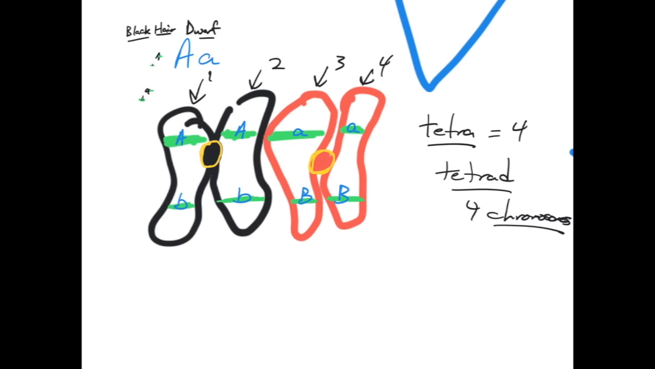And so what are the chances that your child is going to be a dwarf? 50-50, because it's either going to get this big B or it's going to get this big B. You have four sperm or four eggs, and two of them could end up in a child being a dwarf. So now you have a 50-50 chance of having a child that is a dwarf.